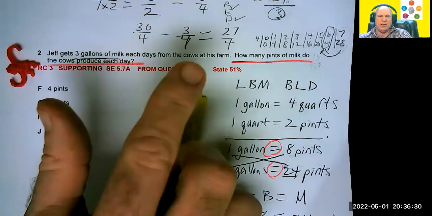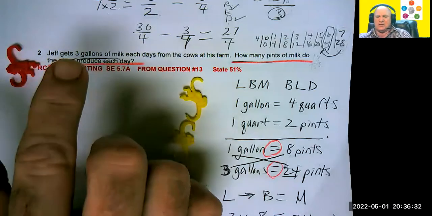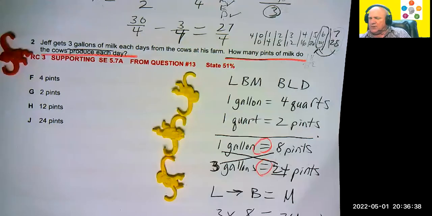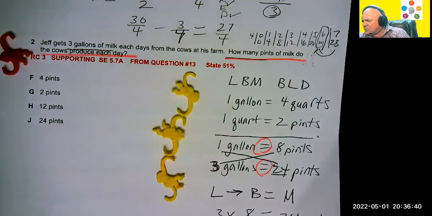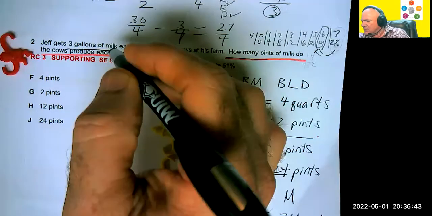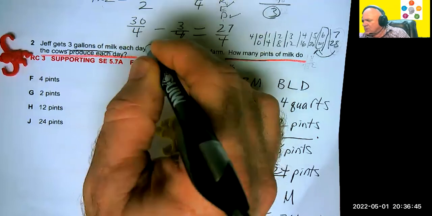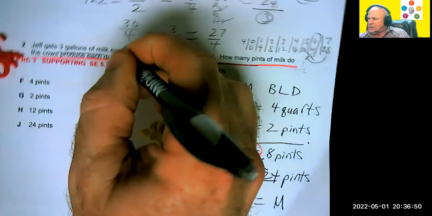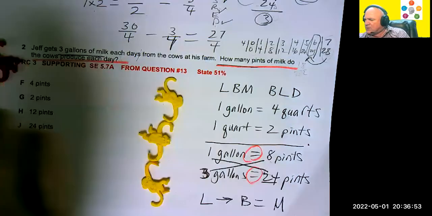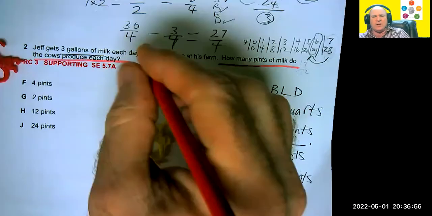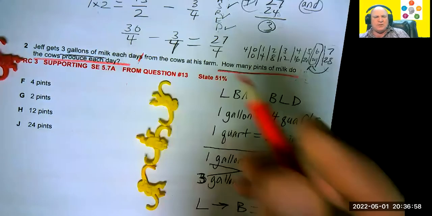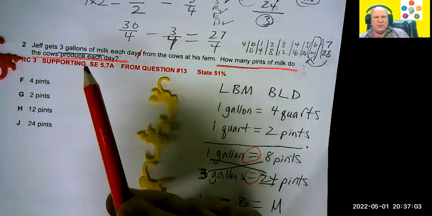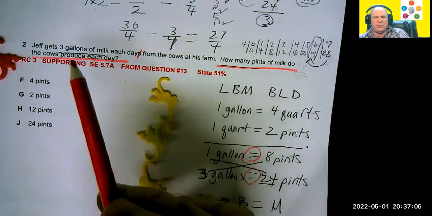Jeff gets 3 gallons of milk each day from the cows at his farm. How many pints of milk do the cows produce each day? So that means we're changing from gallons to pints.